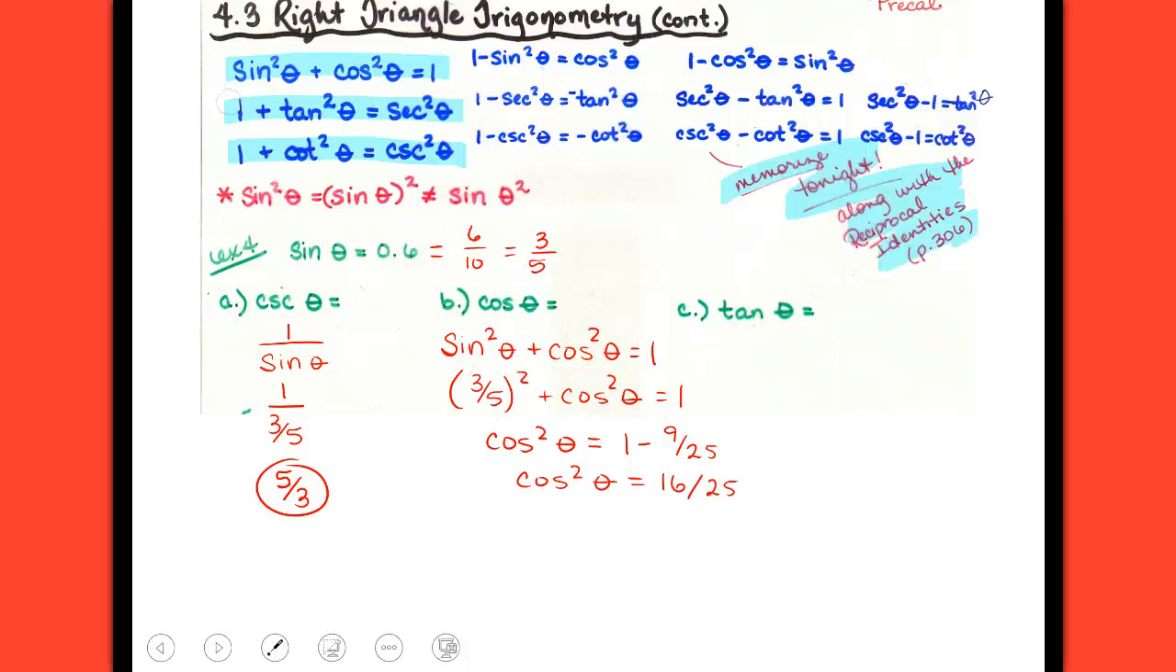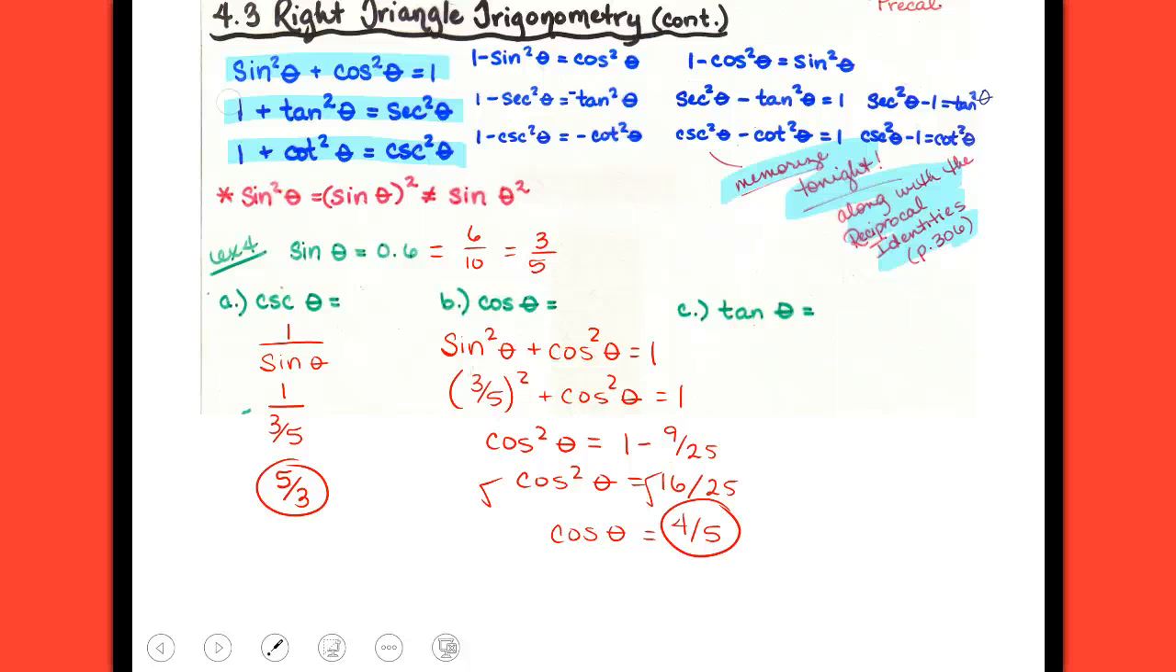And then to get cosine by itself, I'll take the square root of both sides. Now, typically when we take the square root, we insert a plus or minus, and we will do that in later sections. But for right now, they're not requiring me to consider whether it's positive or negative. That's going to be based on the quadrant that I'm in. They're not asking me to deal with that yet. So for right now, we can just deal with the positive value.